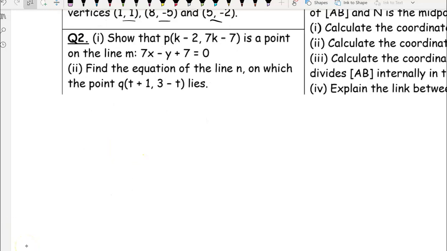Question 2. Show that the point P (k - 2, 7k - 7) is a point on the line 7x - y + 7. Sorry, a point on the line M, 7x - y + 7.